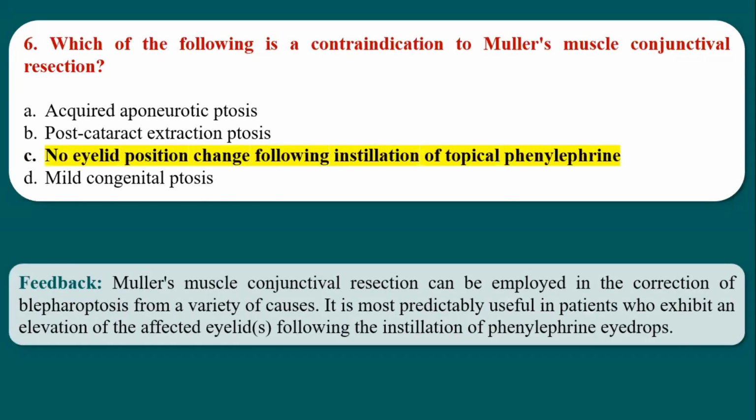Muller's muscle conjunctival resection can be employed in the correction of blepharoptosis from a variety of causes. It is most predictably useful in patients who exhibit an elevation of the affected eyelid following the instillation of phenylephrine eye drops.